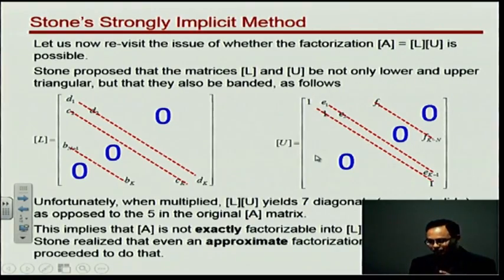But here is what Stone said. He was smart enough to realize that he doesn't have to really solve A times delta equal to R, because he's really using this system of equations to predict a correction. And he doesn't have to be 100% accurate in his prediction. He can make an approximate prediction. The only caveat is, since he's making an approximate prediction, he has to iterate.